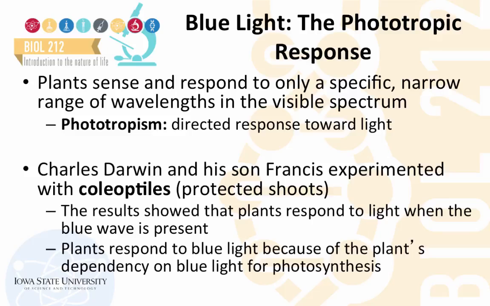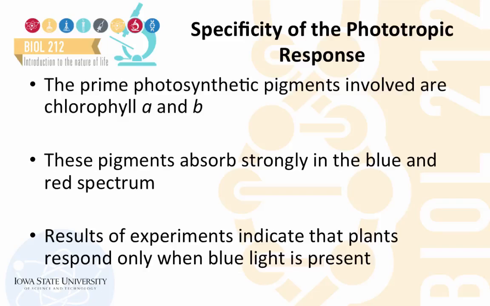They experimented with coleoptiles, which are protected shoots. The results of their experiments showed that plants respond to light in the presence of the blue wavelength. This is due to the plant's dependency on blue light for photosynthesis. Chlorophyll A and B, which are the prime photosynthetic pigments, absorb strongly in the blue and red spectrum of visible light. Results of several experiments indicate that plants respond by bending toward light only when blue light is present.